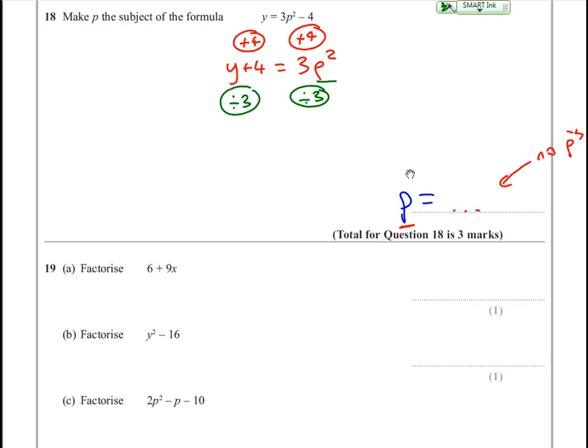Divide by 3, and we get y plus 4, with a big divide line like that, equals p squared. Ooh, nice thing here to test out.